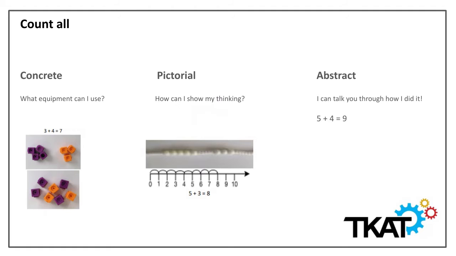To count all is to join two groups and then count all the objects. Children will have an addition calculation. They will then use objects to represent the numbers. In the first example here, 3 plus 4, children will count out 3 objects and then 4 objects. They will then join the two groups of objects together and recount all of the objects starting at 1 by touching or moving them as they count to ensure accuracy.